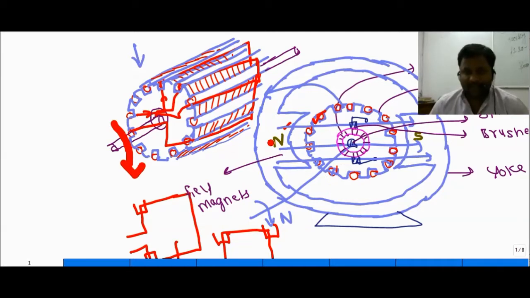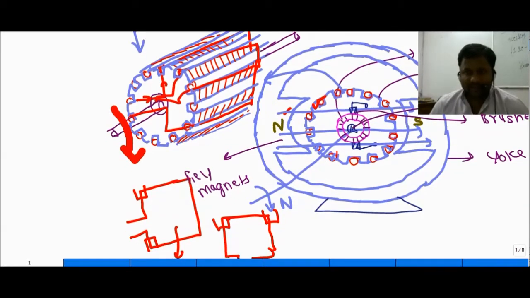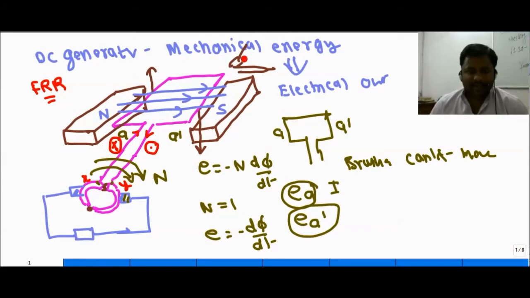Then in this magnetic field, there will be an induced EMF in the armature conductors. A and A dash are the conductors. In one coil, there are two conductors, A and A dash. This armature conductor is rotated in a constant magnetic field, so an induced EMF is generated in conductor A and conductor A dash. By using Fleming's right-hand rule, we analyze the direction of the induced current or induced EMF in these rotating coils.